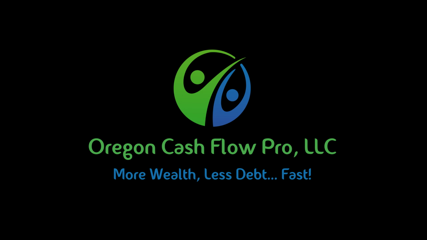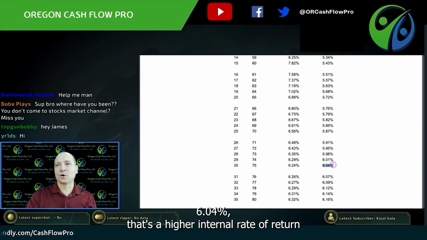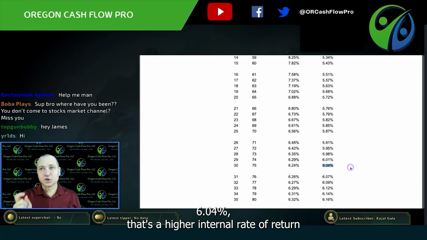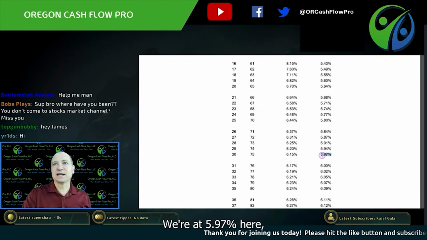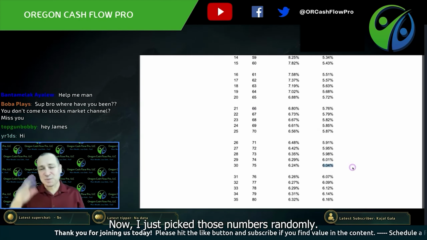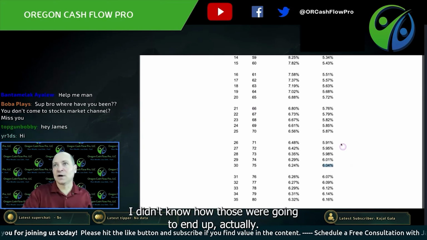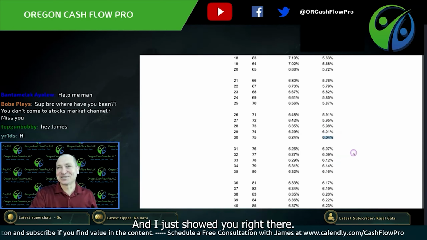How does that affect our internal rate of return? Here we go. By age 75, 6.04. That's a higher internal rate of return on more money. We're at 5.97 here, 6.04 here. Now, I just picked those numbers randomly. I didn't know how those were going to end up, actually. I hadn't even looked at them before we got on this live stream, and I just showed you right there.